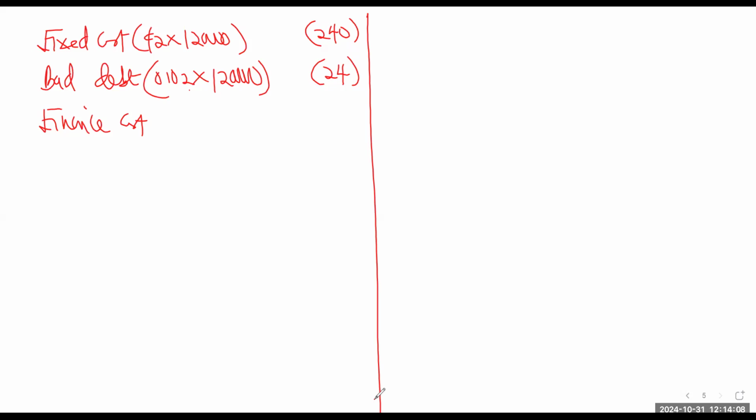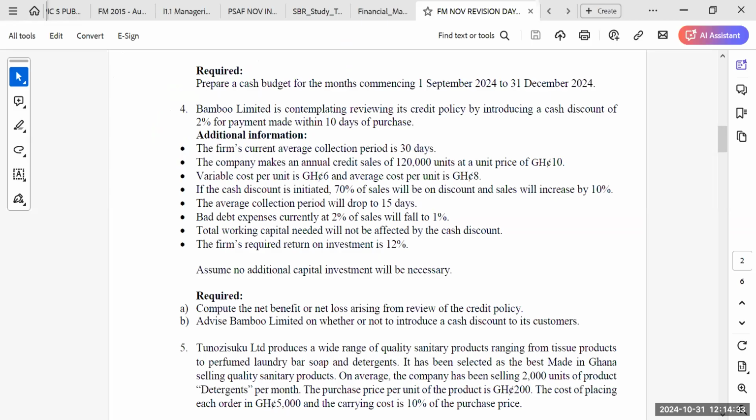So what will be our receivables now? How do we calculate the receivables? 30 on 365. So 30 on 365 multiplied by the credit sales, isn't it? Yes. So 1.2 million, multiplied by the what? 0.4%. 4%. 0.12, isn't it? Yes. Okay, so the required return on investment is 12%.